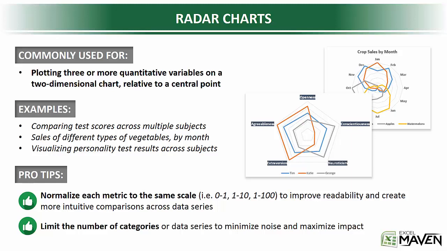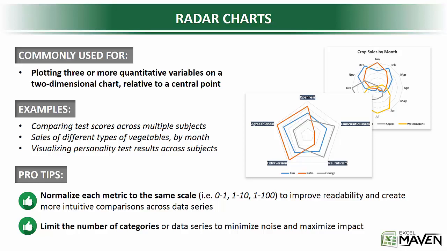So pro tips here. First and foremost, it can be really helpful to normalize each metric onto the same scale, like 0 to 1, 1 to 10, 1 to 100, could be anything. But normalizing helps to improve readability and create more intuitive, more noticeable comparisons across your data series. That way you don't have one data series completely drowning out the others.